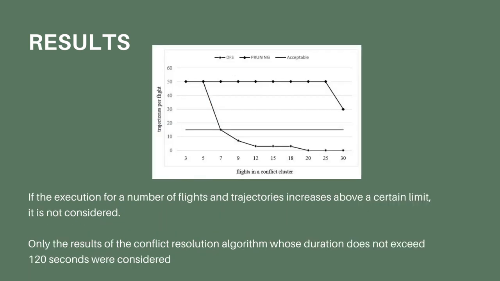And these are the results for the conflict resolution. During the test, if the number of flights and trajectories increases above a certain limit, those numbers are not considered. From the graphic, we can see that the pruning approach delivers results that are acceptable for all combinations of trajectories per flight and flights in a conflict cluster.